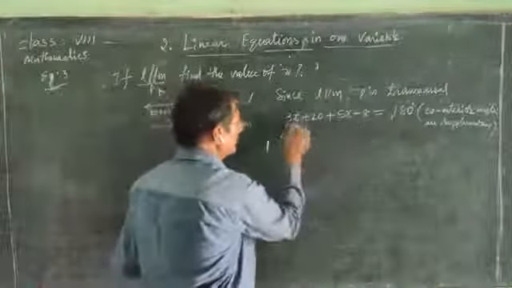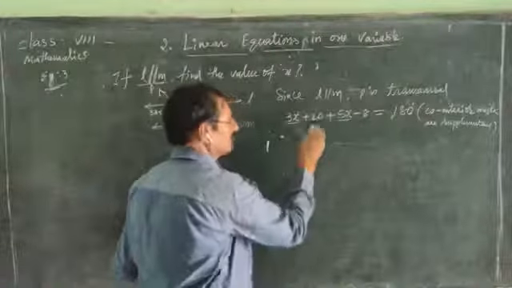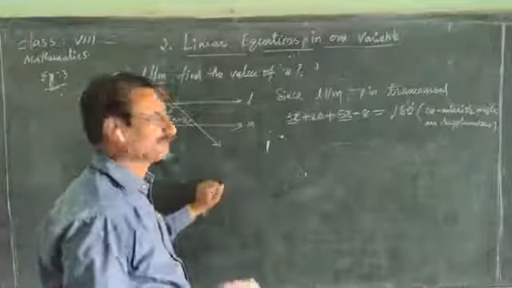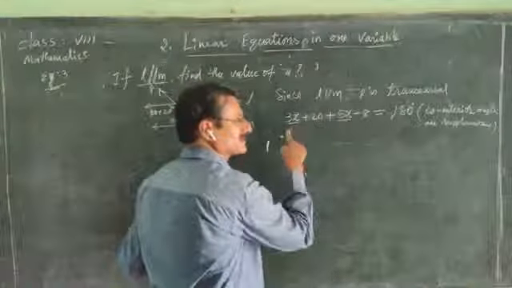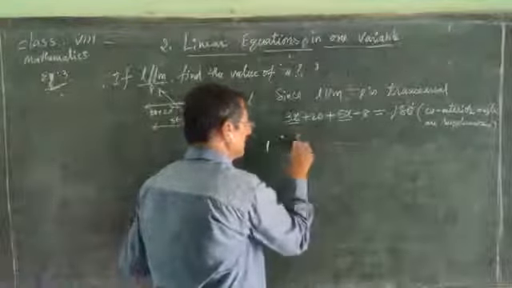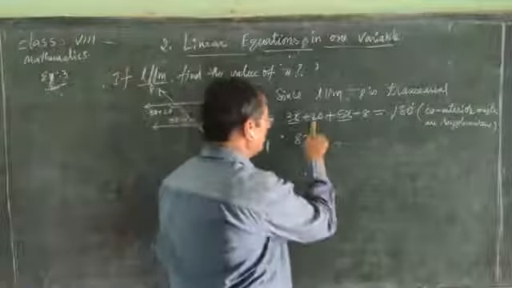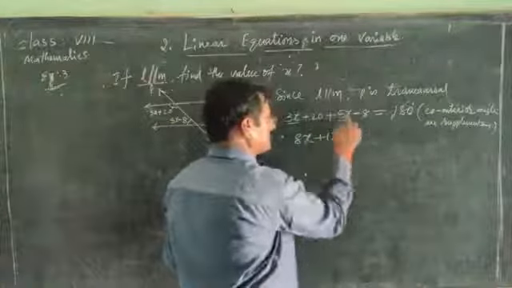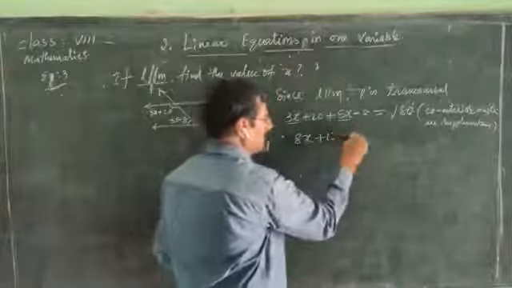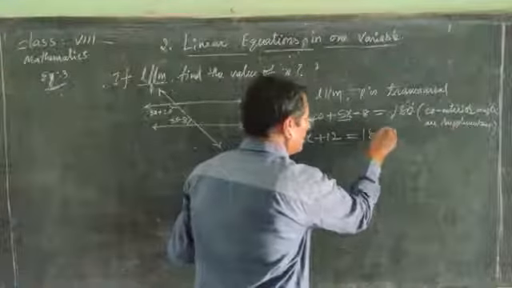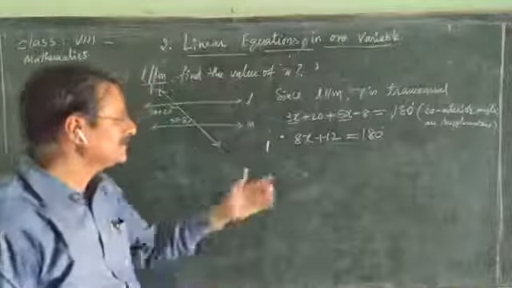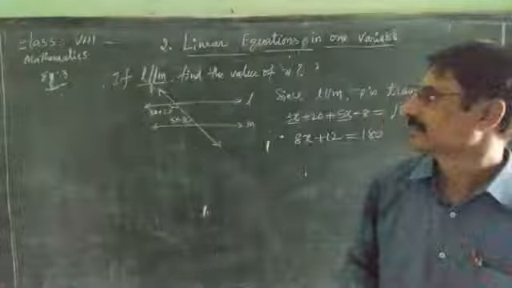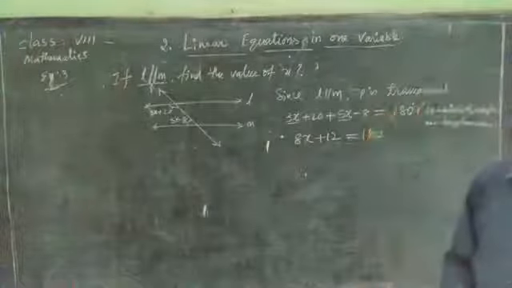Out of four, these two are x terms, these two are constants. We can simplify them because those two are called like terms. 3x plus 5x, the sum of these two terms equals 8x, and plus 20 minus 8 equals plus 12. It is a positive term, it is a negative term. Equal to 180. Now, we got an equation. It is a simple equation.